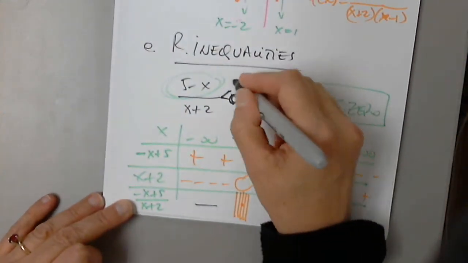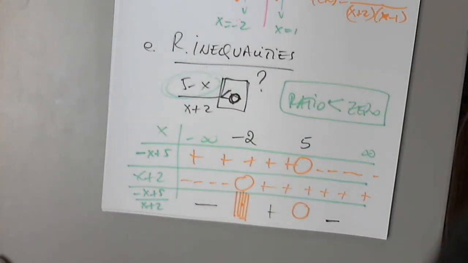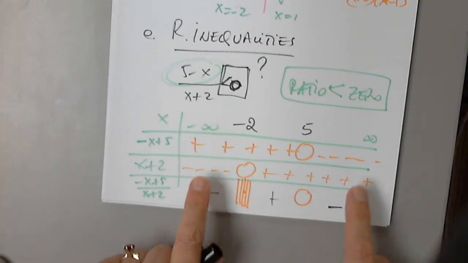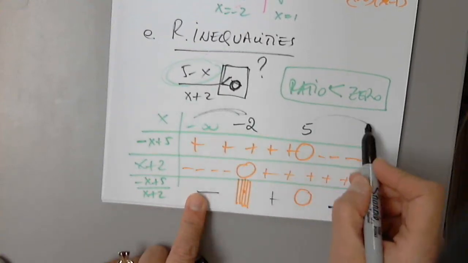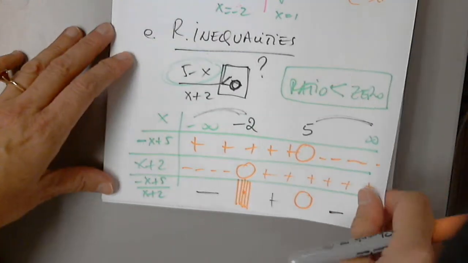Only now I ask myself, what do I pick? Which sign is less than 0? Negative. So the ratio is negative here and here, so I have to choose this, and that will be the final solution. Ready to write it? How do we write the final solution?